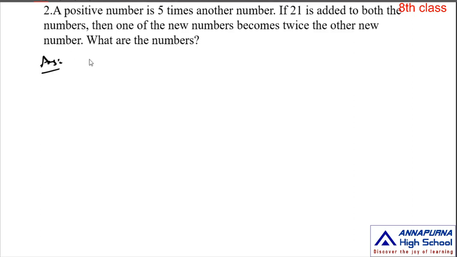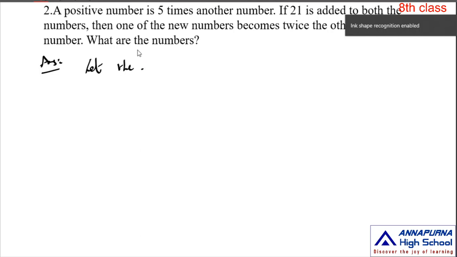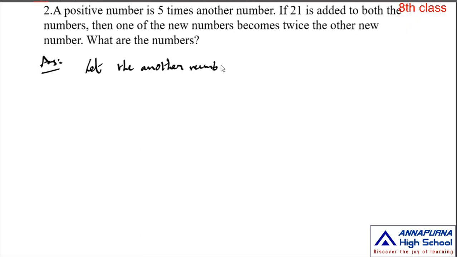So out of the two numbers, let us take one number as x. Let the another number be x. Another number means this is the second number, be x. So as per the first condition, the positive number is 5x. Why? Because this positive number is 5 times.